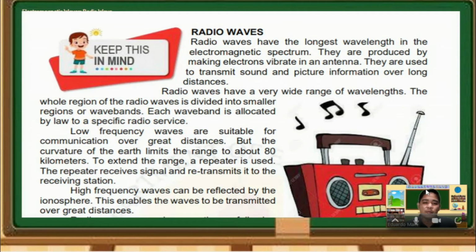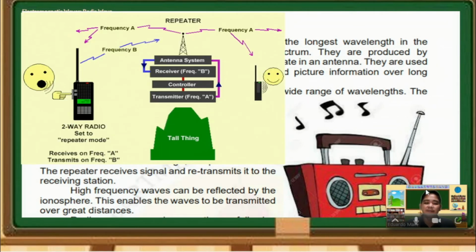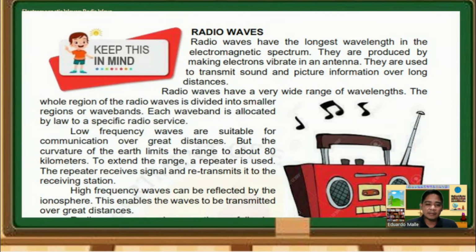Low frequency waves are suitable for communication over great distances, but the curvature of the Earth limits the range to about 80 kilometers. That's why, to extend the range, a repeater is used. The repeater receives the signal and retransmits it to the receiving station. Okay, we have high frequency waves that can be reflected by the ionosphere. This enables the waves to be transmitted over great distances.